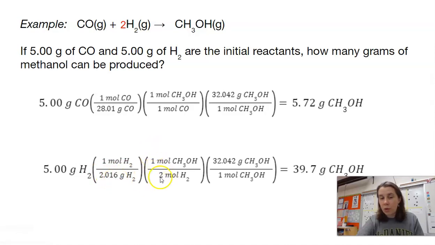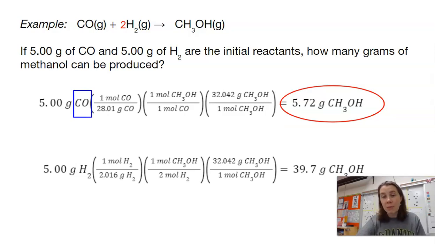Remember, that's a 2-to-1 ratio. And then the molar mass of the methanol is the same. So we could get a whole lot more methanol from 5 grams of hydrogen than we can get from 5 grams of carbon monoxide. But we can only make the smaller of the 2, right? We will run out of carbon monoxide before we get to this much methanol. So that is our theoretical yield. And carbon monoxide in this case is our limiting reactant.